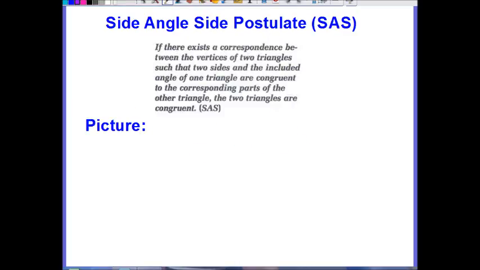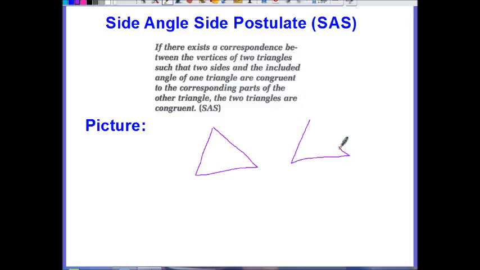Here's our second postulate, or our second shortcut for proving triangles congruent. It's the side-angle-side postulate, or SAS for short. And here we go. If there exists a correspondence between the vertices of two triangles such that two sides and the included angle of one triangle are congruent to the corresponding parts of the other triangle, the two triangles are congruent by SAS. So let's go ahead and draw that picture out.